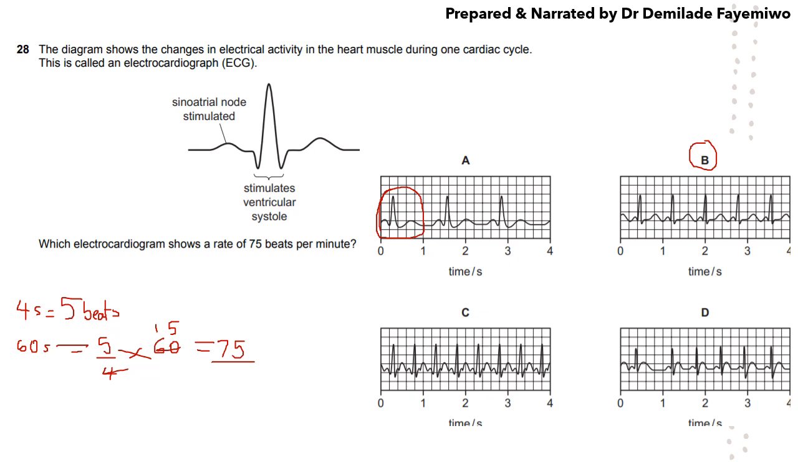Like over here, this is 1, 2, 3, 4, 5, 6. If you have 6 beats in 4 seconds, there's no way you would get 75 beats in 1 minute. And the same goes for C, which is obviously a very fast heartbeat over there.